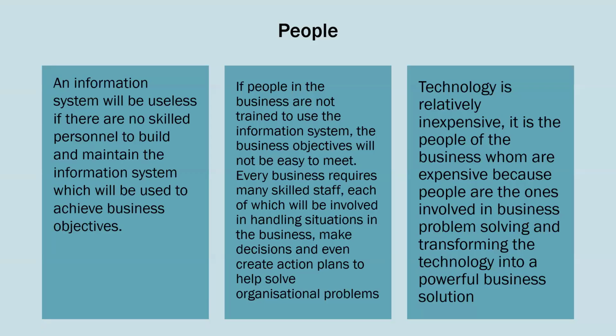Information systems are used, remember, because each and every company has its business objectives. You've got your vision, then your mission, then your objectives. Information systems will help you achieve the objectives, right? Every business requires many skilled staff, each of whom will be involved in handling situations in the business, making decisions, and even creating action plans to help solve organizational problems. Technology is relatively inexpensive. It is the people of the business who are expensive.